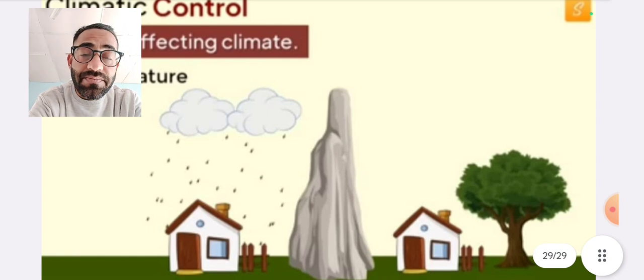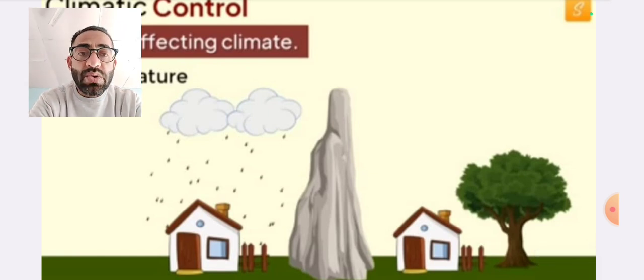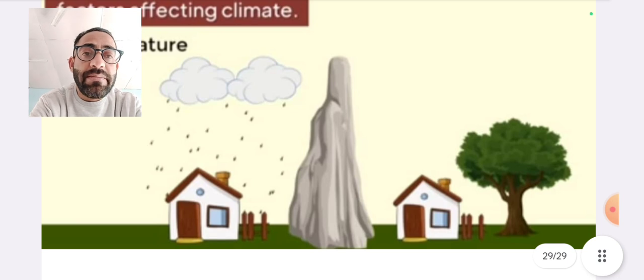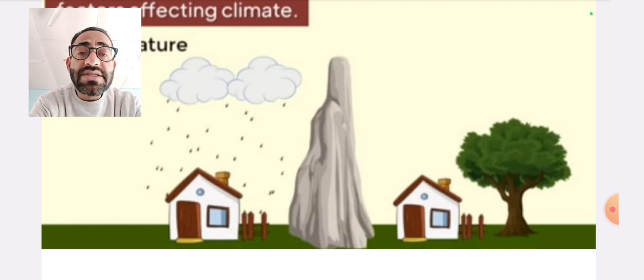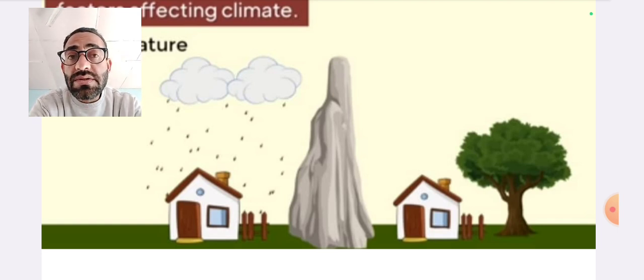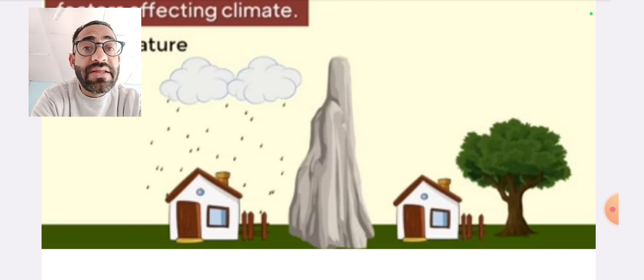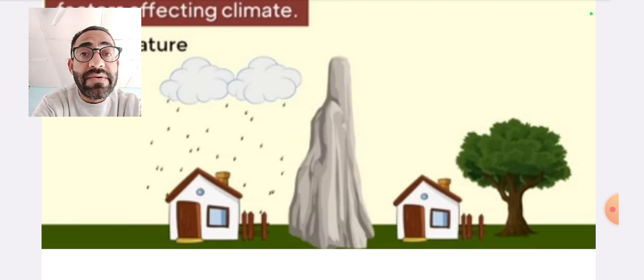Relief feature. Okay, just look at the slide. There are two settlements. On the left side is one settlement and on the other side is another settlement. Just take the example here. When wind blows from the left settlement towards the right, and its target is the right settlement with a tree, the wind with moisture collides with the mountain which is situated between these two settlements.